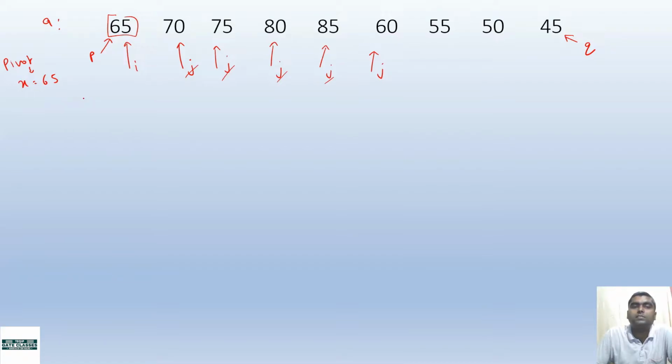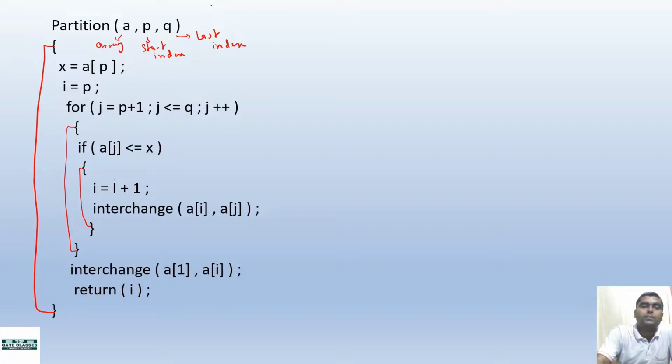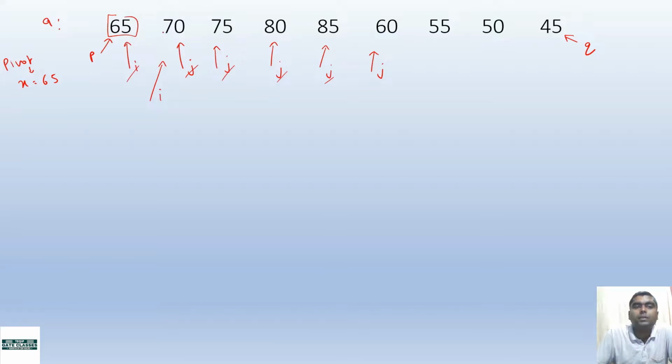Now a of j is 60 and x is 65, so 60 is less than 65. What are we supposed to do? We will increase i first, so i will come here, and a of i and a of j we will interchange. That is written in the algorithm: inside the for loop, interchange a of i and a of j. So finally this place will be 60, and this place will be 70. So this is the first replacement.